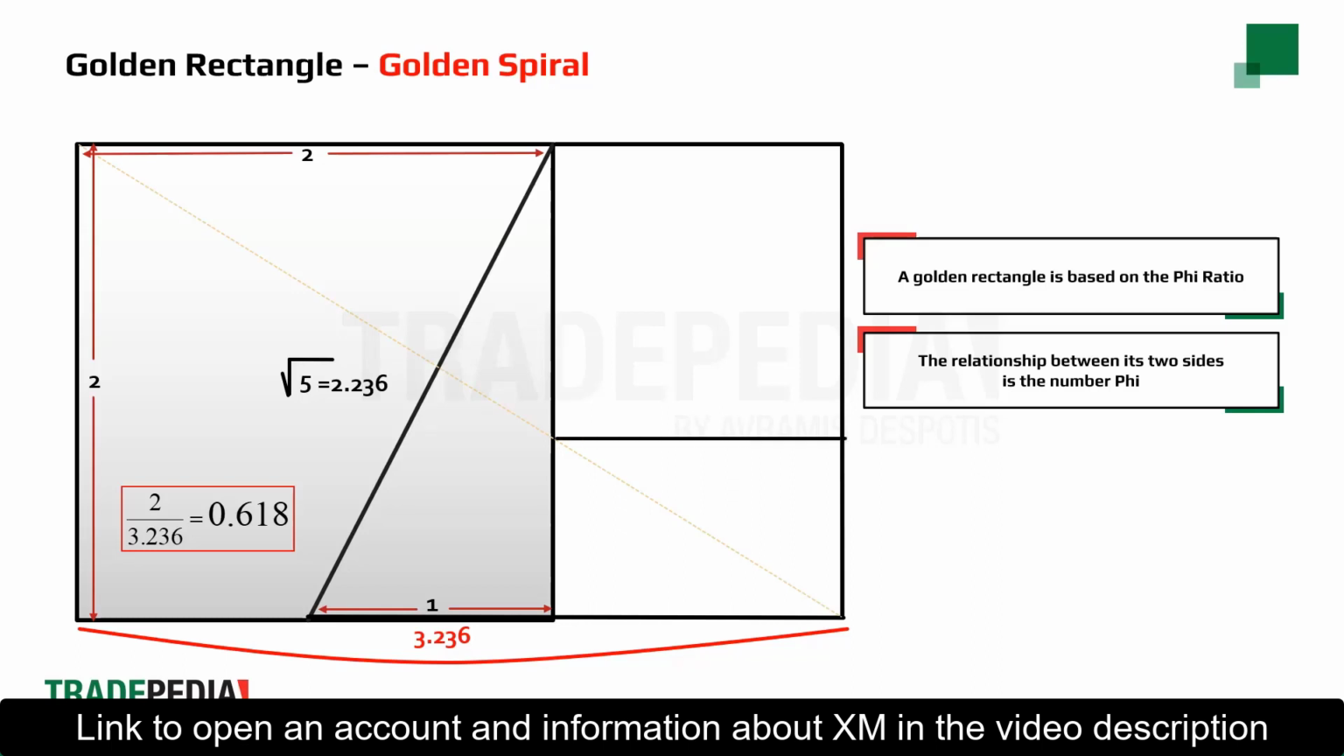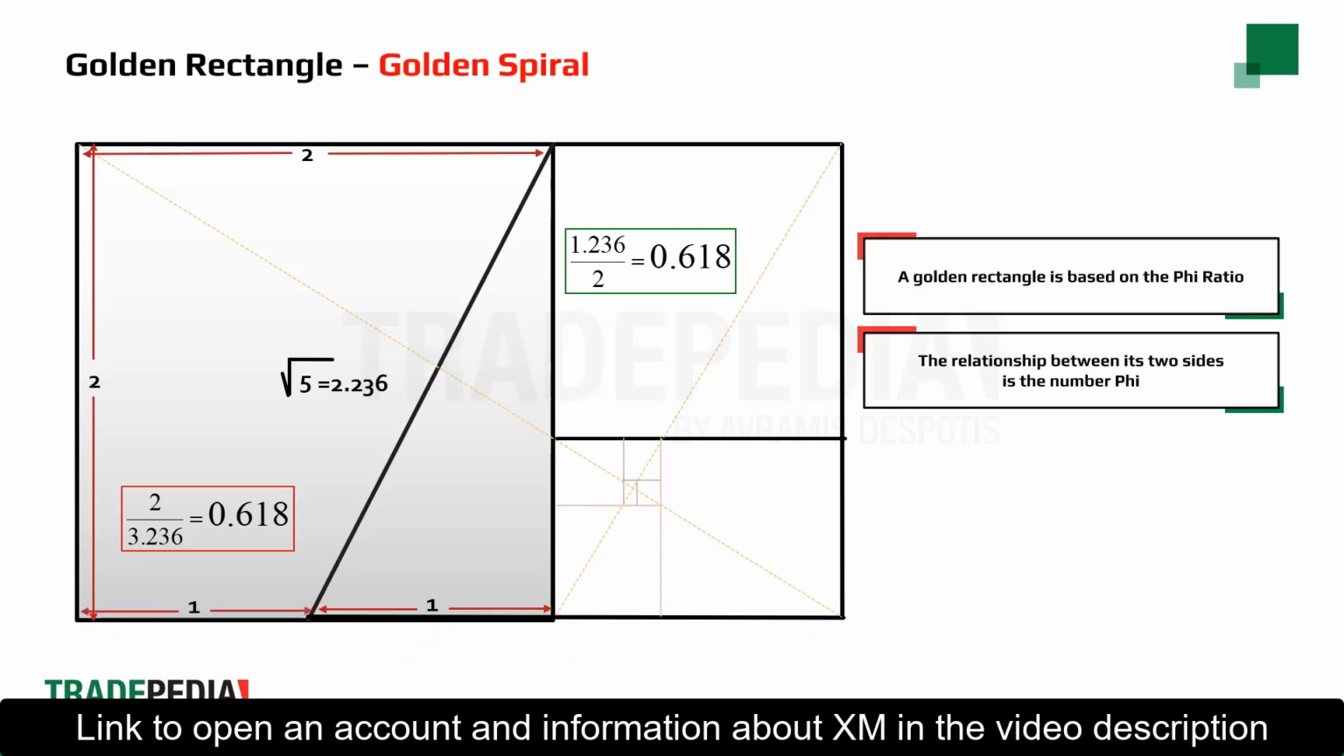Here we have another rectangle where one side is 2 and the other side is 1.236. Now, if we divide 1.236 by 2, again we get the number 0.618. So again, we have a golden rectangle. Now we could draw another diagonal, and where it crosses the line, we will have another golden rectangle. And we can continue doing this forever, always creating a golden rectangle after a golden rectangle.